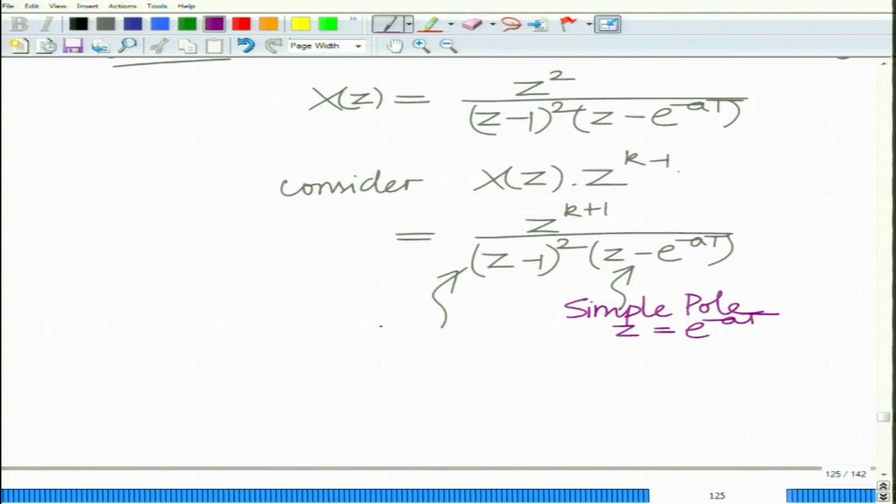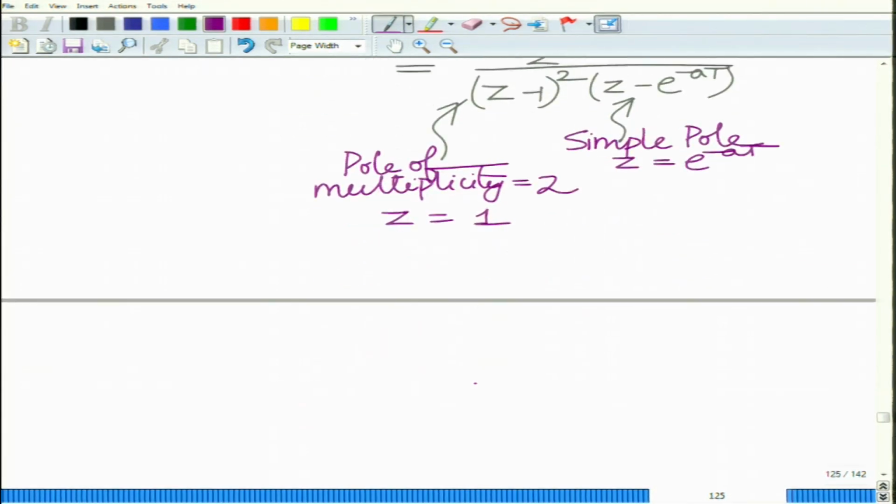And there is a pole of multiplicity 2 at z equal to 1. All right. So, there are two poles. At z equal to 1, you have a pole of multiplicity 2 because you have a factor (z minus 1) squared, and at e raised to minus a t, you have a pole of multiplicity 1.